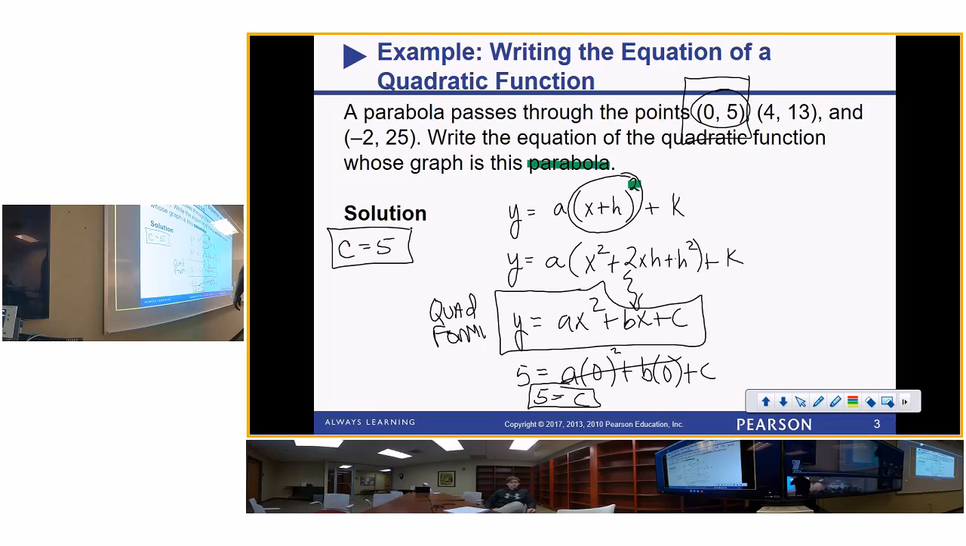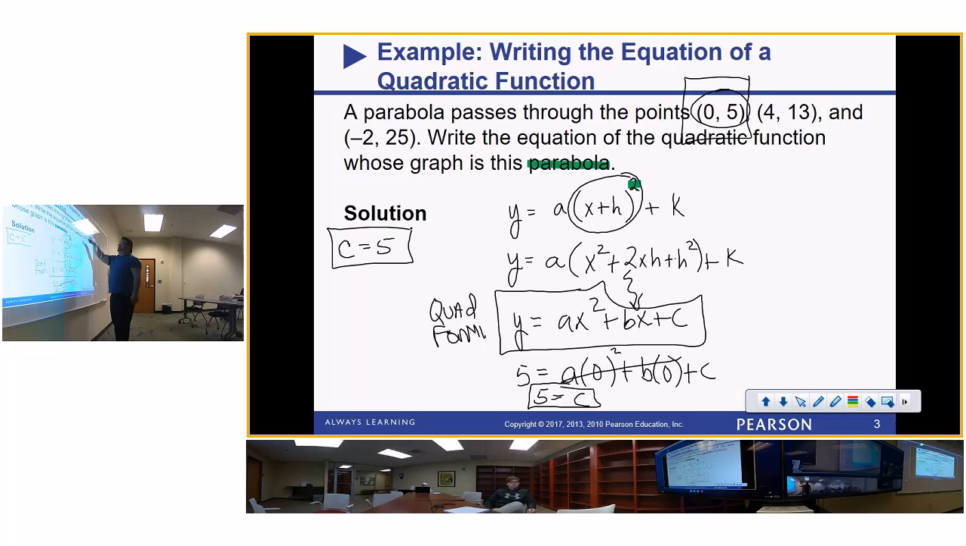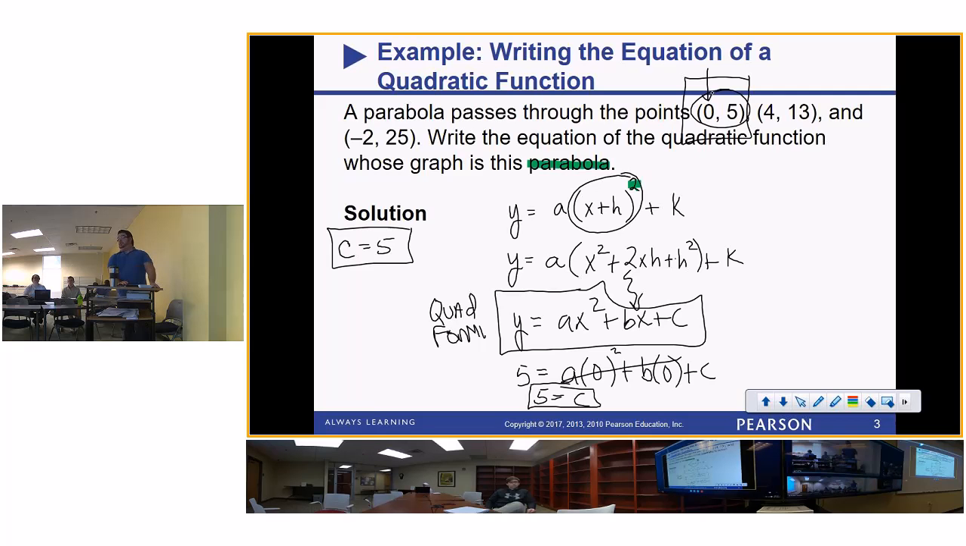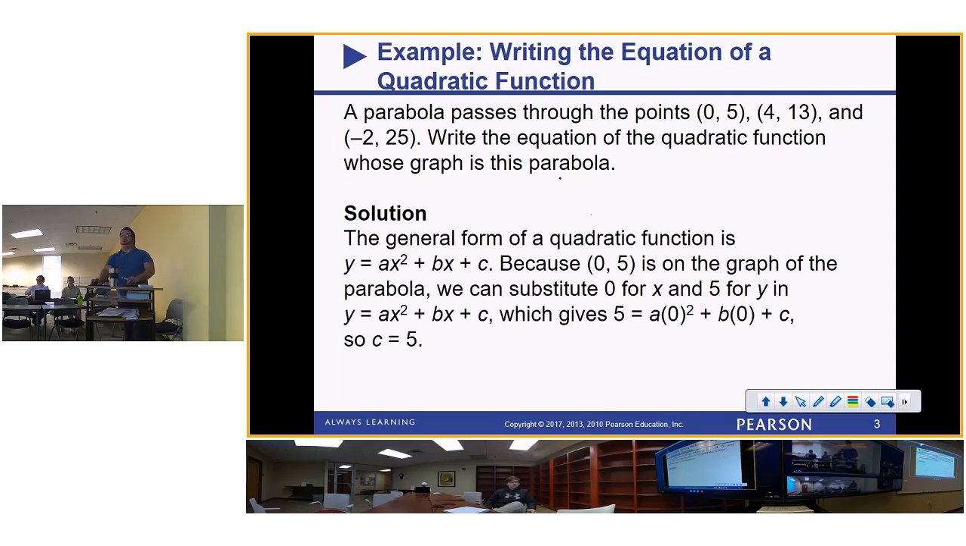Wait, we set all that equal to 5. You used 0 and 5. Now, why did I use 0 and 5? Because that 0 is going to help clear out some things. And you've got C is equal to 5. So you know that C is equal to the y-intercept. So write that down. C is equal to 5.